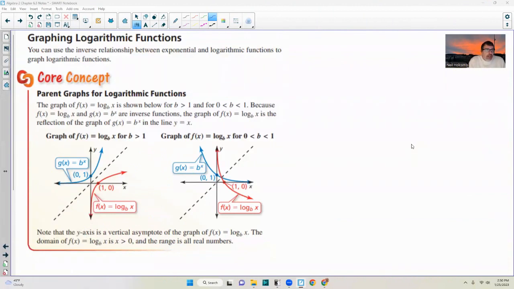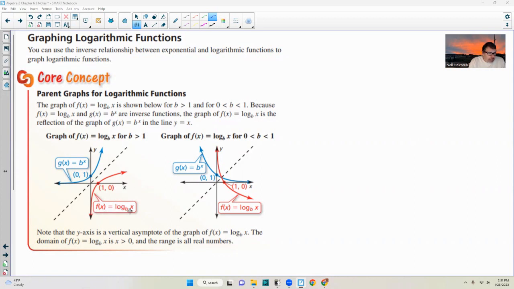Okay, graphing logarithmic functions. You can use the inverse relationship between exponential and logarithmic functions to graph logarithmic functions. We have to look at this concept of graphing before we can do the next example. So parent graphs for logarithmic functions. The graph of f of x equals log base b of x is shown below for b is greater than 1. Okay, so here it is.